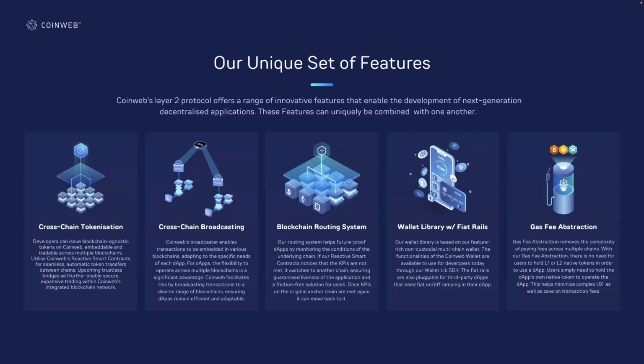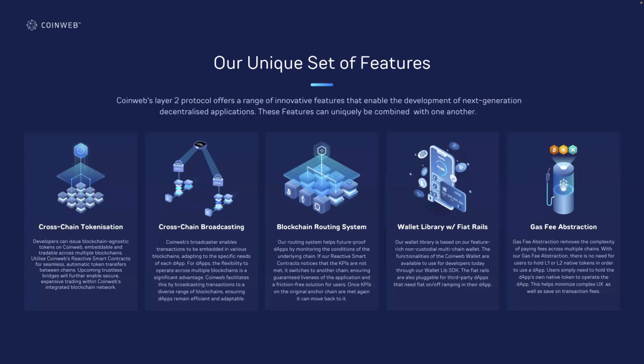And then you can set KPIs, which can be, for example, speed, uptime, or gas cost. And the KPIs are being monitored all the time. And if they are not met, then the system can automatically switch the underlying chain to a chain that actually meets the KPIs. So in case of an outage, for example, Solana goes down for a few hours, then you can use a different chain to transact on during that outage. Or if Ethereum gets too expensive, then you can use a different chain to transact on.